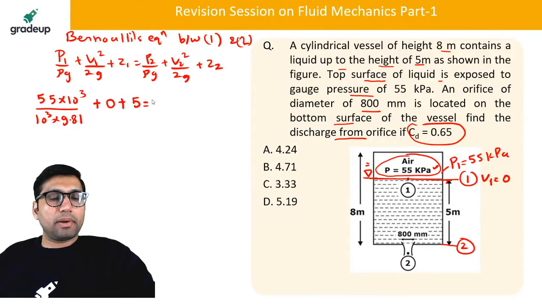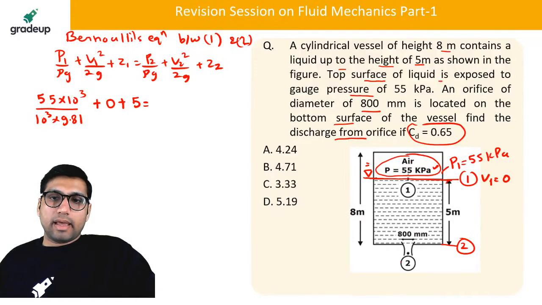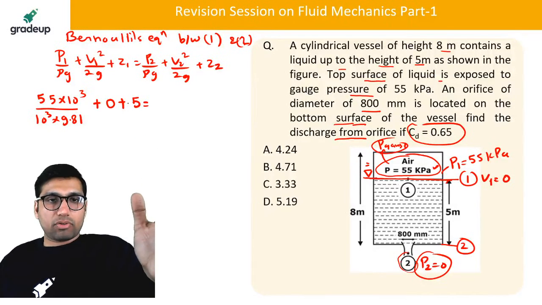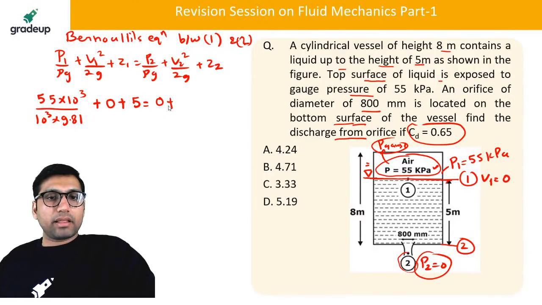Next is P2. What will be the value of P2? Yes, because this is the gauge pressure given here. And this section is open to the atmosphere. This is the orifice. It is open. So at this point, P2 will have 0 gauge pressure. It will not have any pressure. So you will be taking 0 gauge pressure here. Plus velocity. Velocity at this section will be what? It will have some velocity obviously at the orifice, V2 square by 2g plus 0.